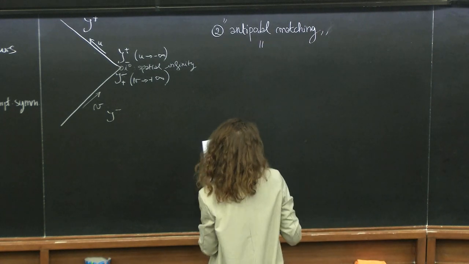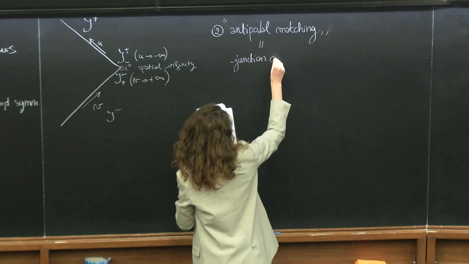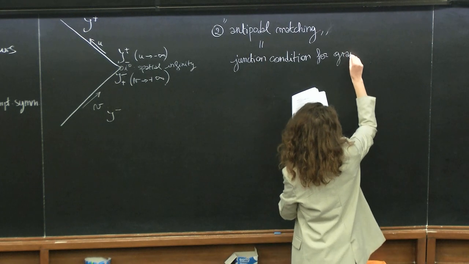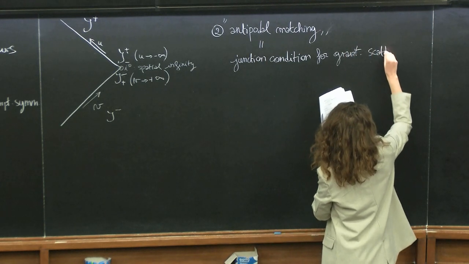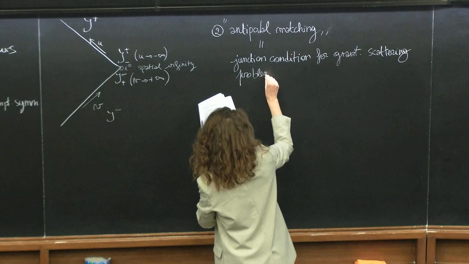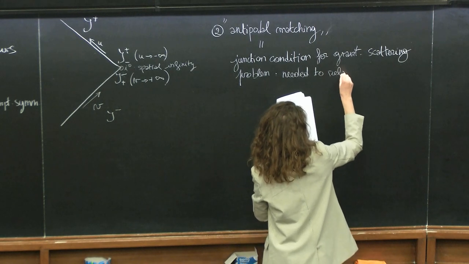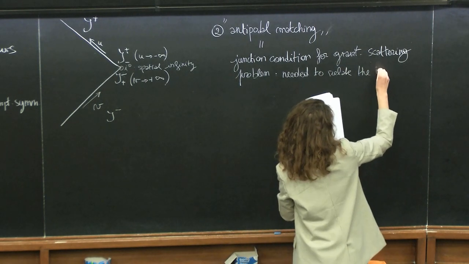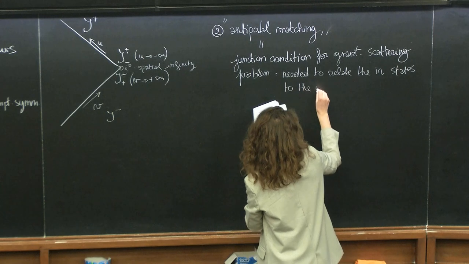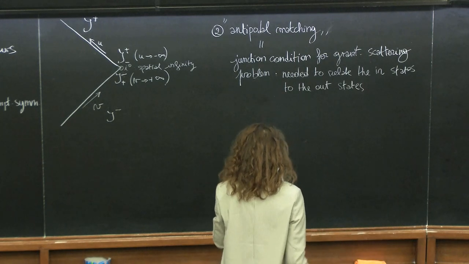So this antipodal matching will give us a junction condition for a gravitational scattering problem. Again, I'm focusing on massless scattering, which is needed to relate the incoming states to the outgoing states. So without such a matching, you cannot talk about scattering, basically.